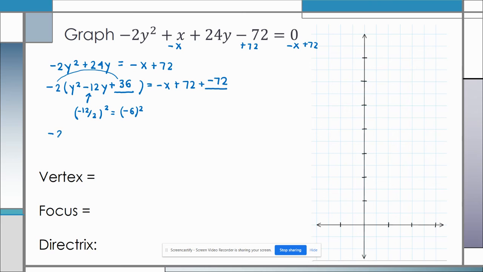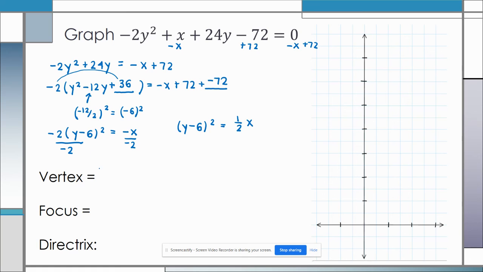So now I have negative 2 on the outside. I can factor that trinomial. That would be y minus 6 quantity squared. And that's now just going to equal negative x because the 72 and the negative 72 cancel. Still not in standard form though, because I need the squared term to not have a number in front. So I'm going to divide both sides by negative 2. And so my standard form equation is y minus 6 quantity squared equals 1/2 times x.